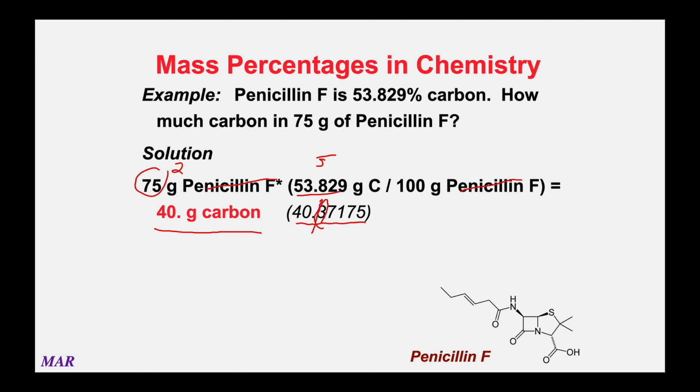And again, the dot just means that 0 is significant. If you just wrote 40 without a dot, it would look like a 1 sig fig number. And you don't do that in chemistry. Always put the dot there if it's a 0 that's significant.